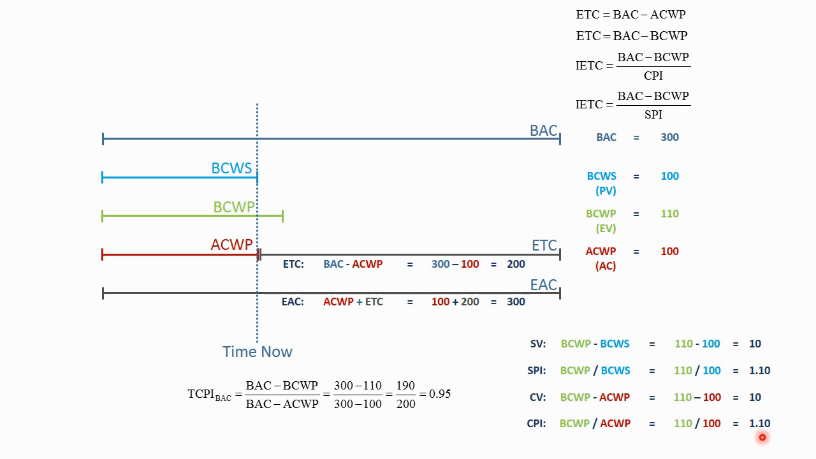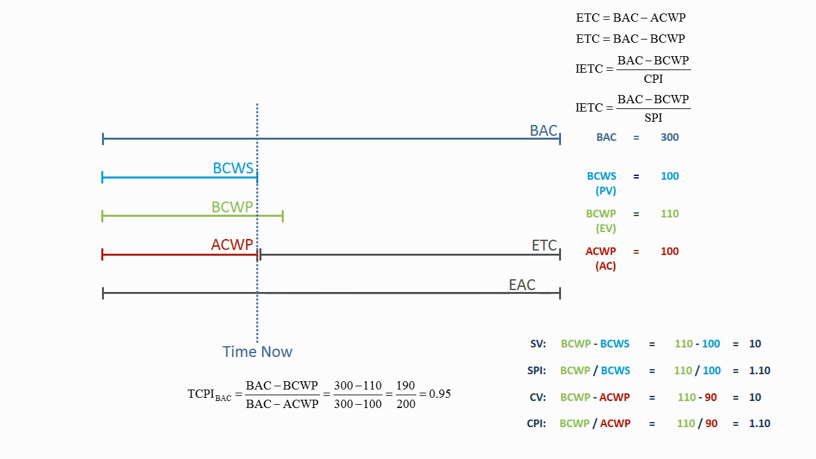So because this project manager incurred an underrun, got more work done for less cost, they could perform at a CPI of 0.95 for the remainder of the project and meet this 300-hour budgeted completion. All right, and so the variance.